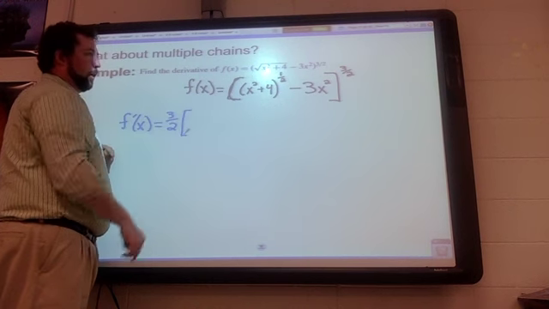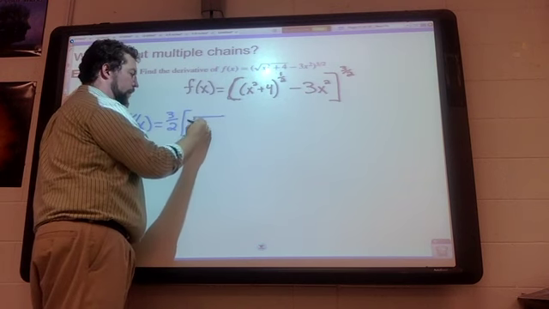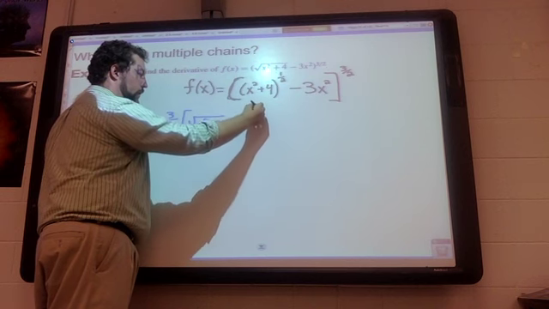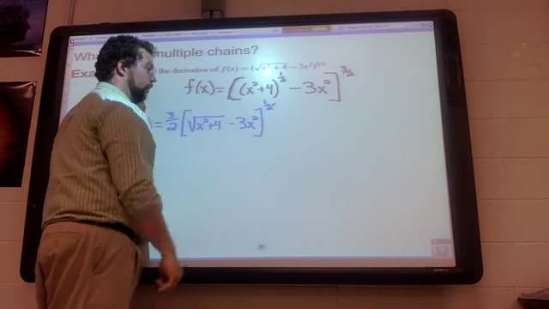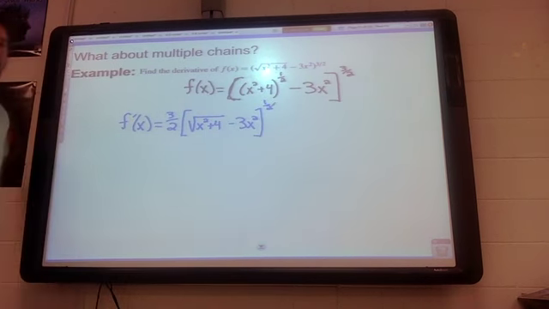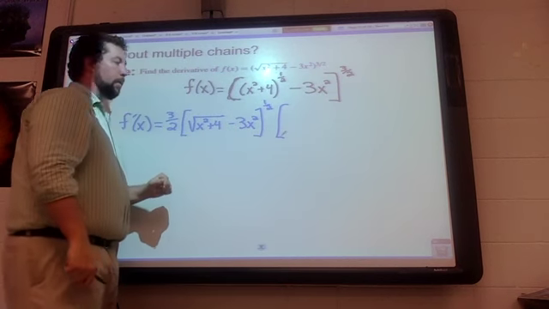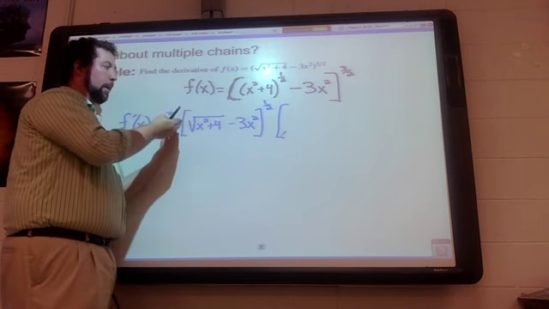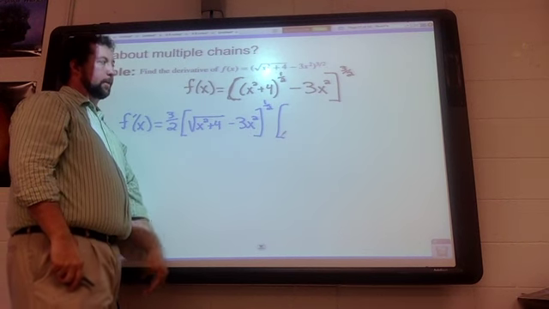Then all of that stuff inside, which I'll rewrite as the square root of x squared plus 4 minus 3x squared, I'll just leave alone. And I subtract 1 from 3/2, which gives me 1/2. So that was the derivative of the outside. Now I'll take the derivative of the inside. Remember the chain rule, I'm multiplying. So I'm going to have a huge thing multiplying by this outside part, because my inside's pretty complicated.